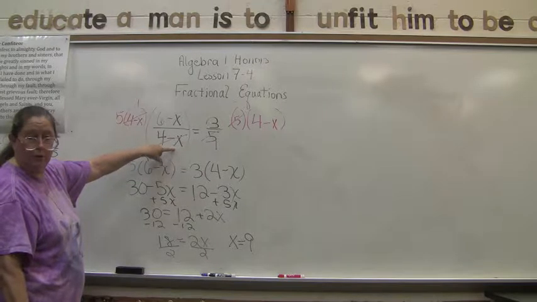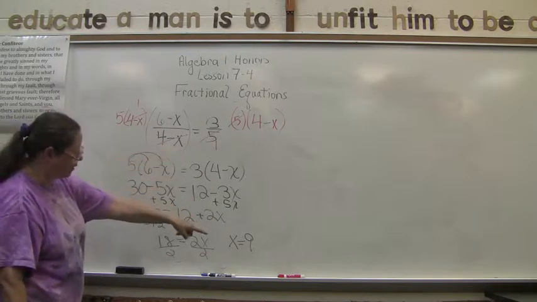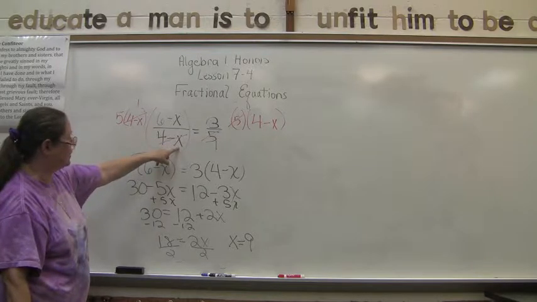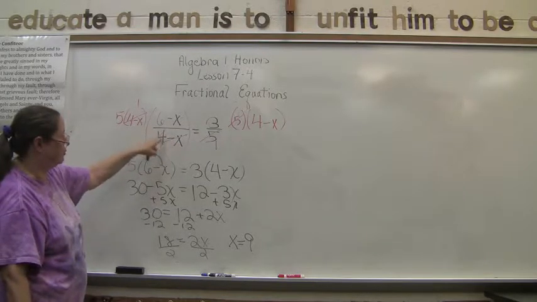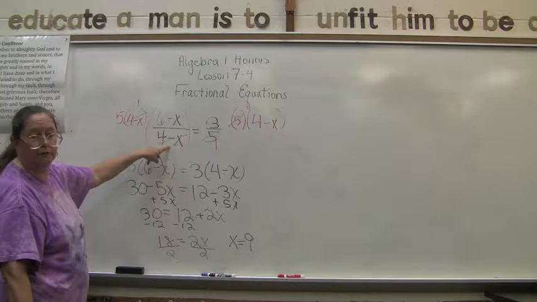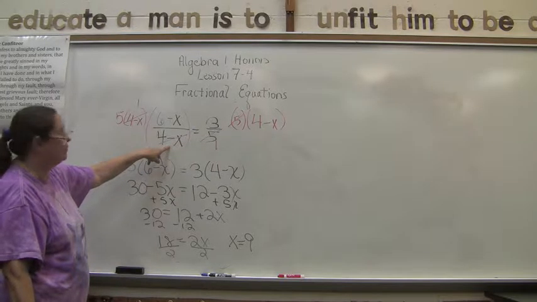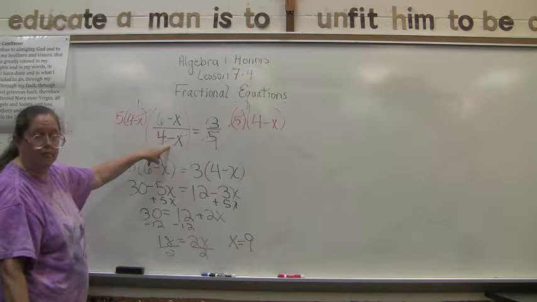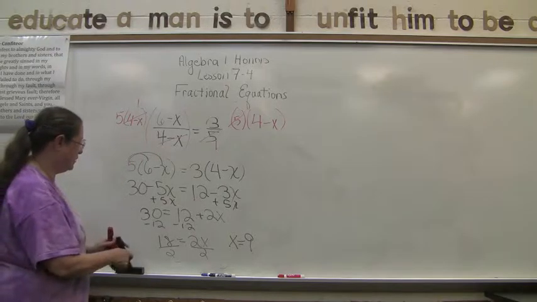We got fractions, and one of them has a variable in the denominator. So buyer beware clause says I need to check. Well, it's a 9. 4 minus 9 doesn't give me a 0 here, so I'm okay. Gives me a negative 5. Okay? So you now have two ways to solve proportions. Let's look at another one.